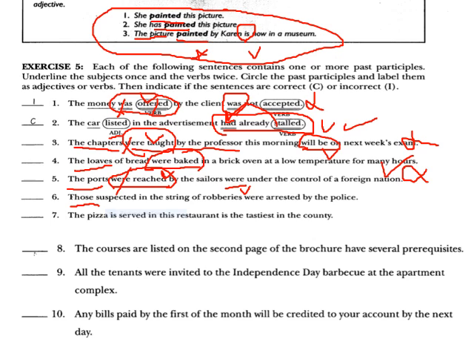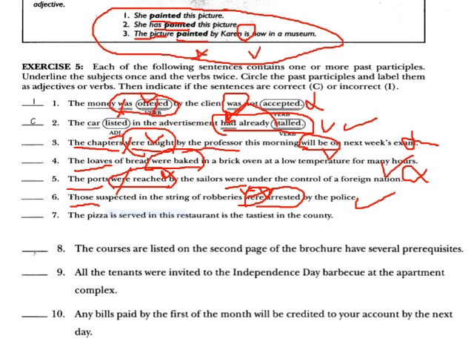Okay, in the string of robberies is a prepositional phrase. Where arrested is the verb. Okay, it consists of arrested, which is a past participle part of the verb, and it came with were, so were arrested altogether is the verb.